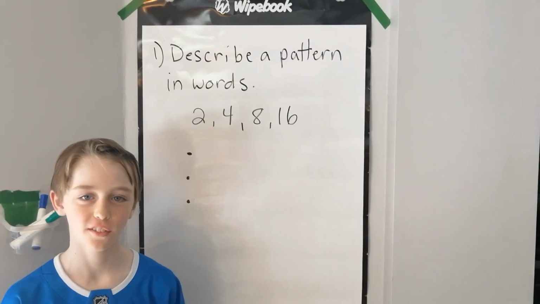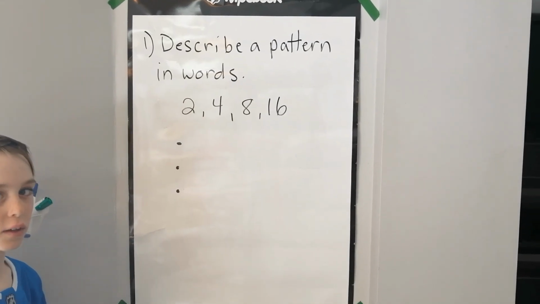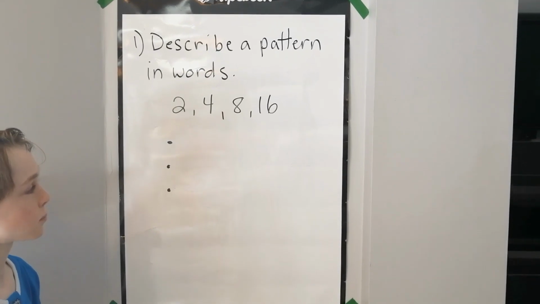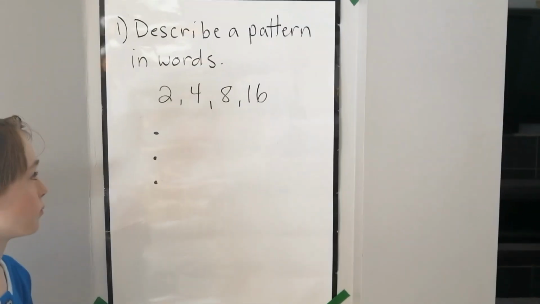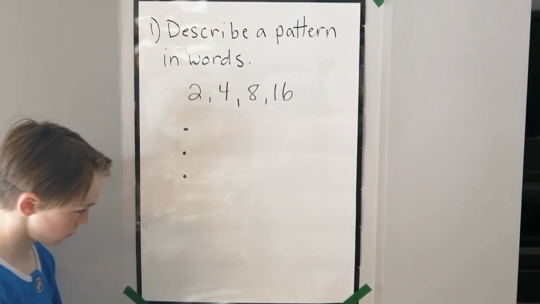We have example number 2 here. This one we're not going to write down in our journal. We're just going to work through this one. So it says describe a pattern in words. Same thing. So we've still got those 3 bullets. So we got to think about what 3 things we're going to write down. Mark, what are those?